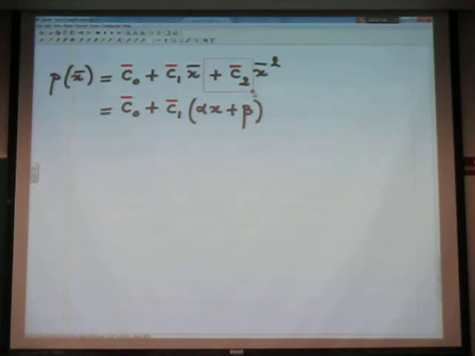The next term would be C bar 2 times X bar square, and X bar in terms of X is here. So therefore this, and just square it up. That's it. That's the result. Finish. 100 over 100. Isn't that alpha plus beta X?